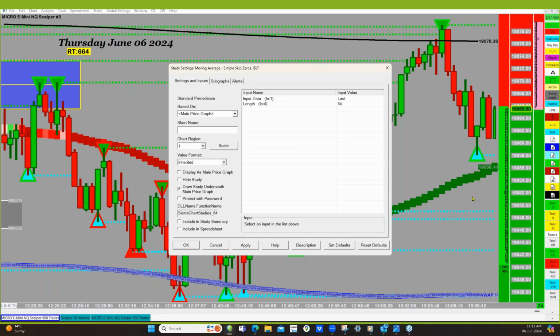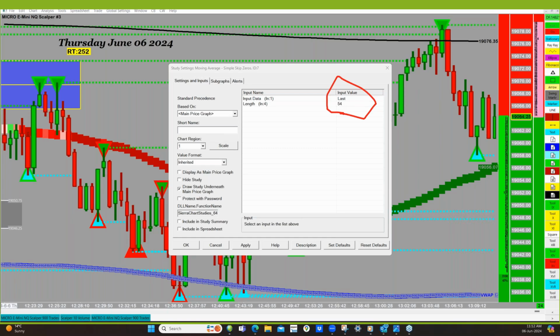Okay, and let me see if I can grab a marker here. And all right, so 54. My question box is in the way. Let me see if I can move that. Okay.